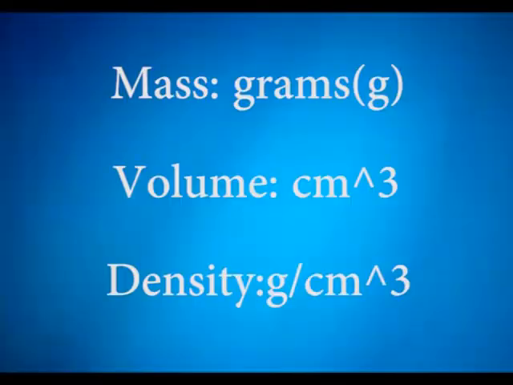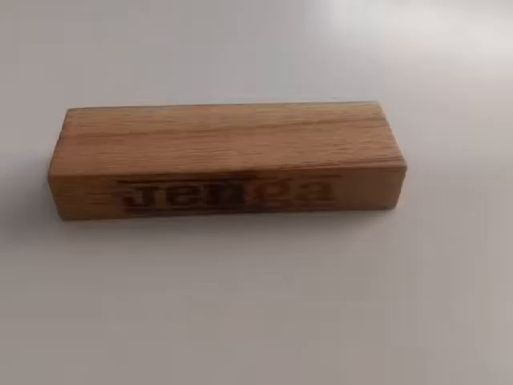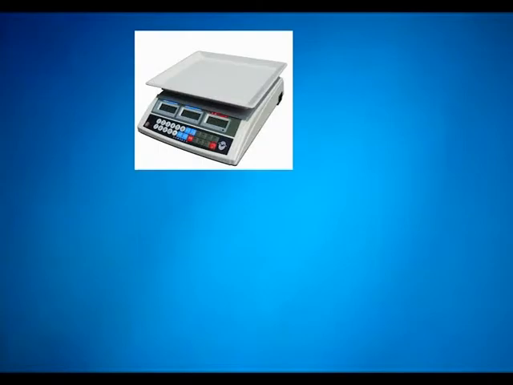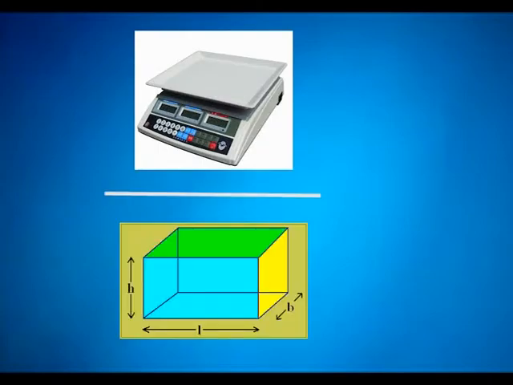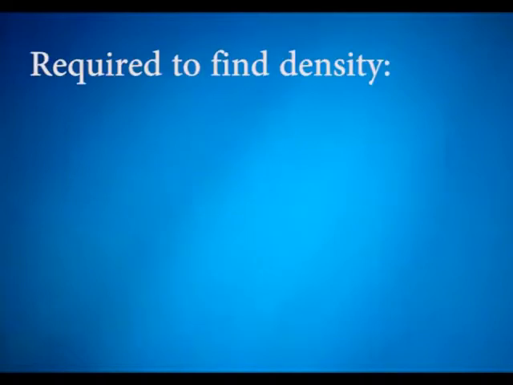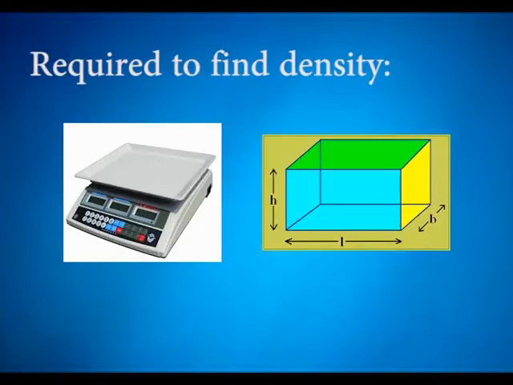For this tutorial, we'll be using the SI units grams, cm cube, and grams per cm cube. Firstly, we will demonstrate how to find the density of a regular shaped object, like a cube or sphere. For this demonstration, we'll be using a Jenga block. To calculate density, the formula is density equals mass over volume, which means that the mass of the object divided by the volume of the object will give the overall density of the object. Hence, in order to find density, we will need to know the mass and the volume of the block first.